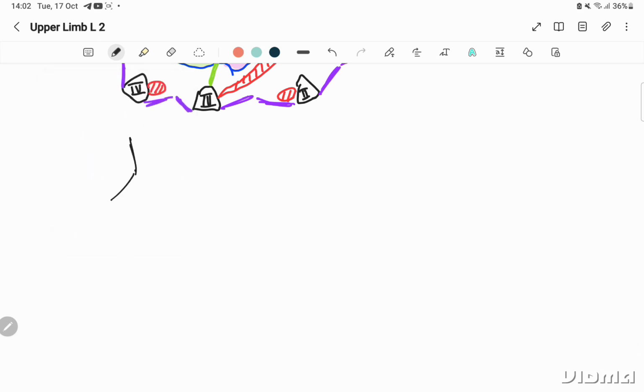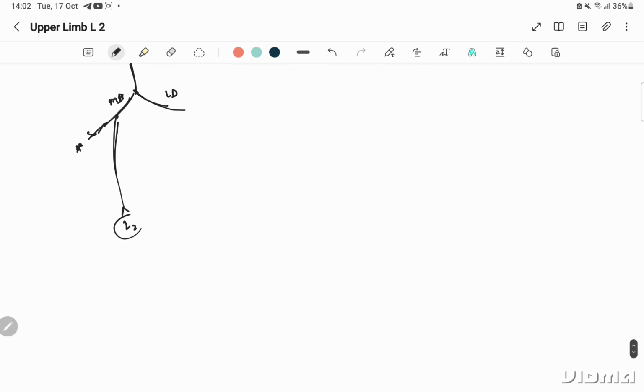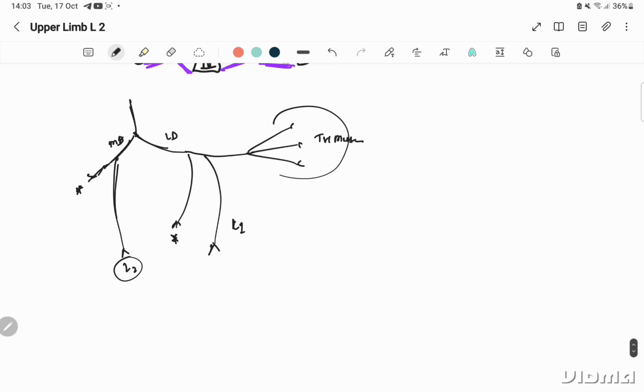So the median nerve comes, divides into a medial division and a lateral division. The medial division supplies the digits. It would come down and supply the L2 lumbrical. The lateral division would go and supply all three muscles of the thenar eminence. Another branch would supply the L1 lumbrical, and another would supply the digits also. Okay, this is the course of the median nerve in the hand.